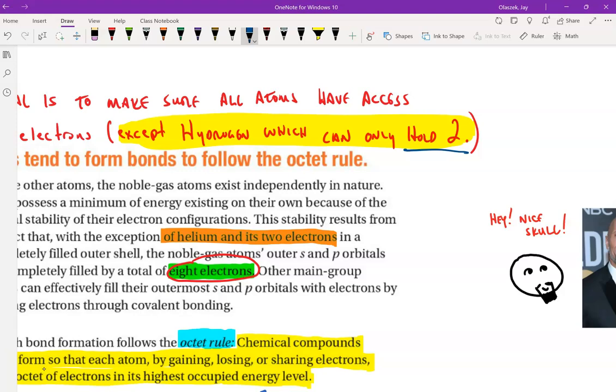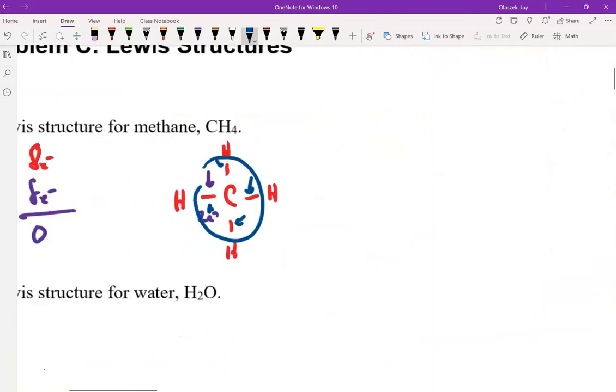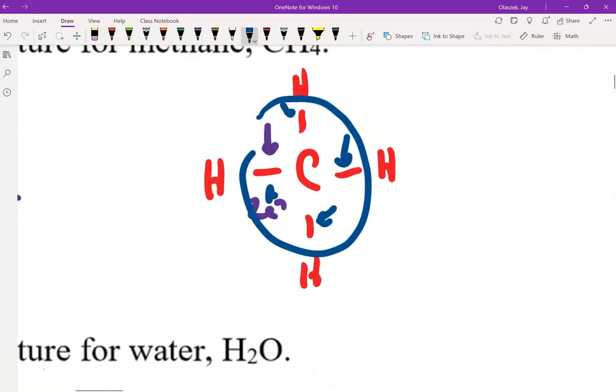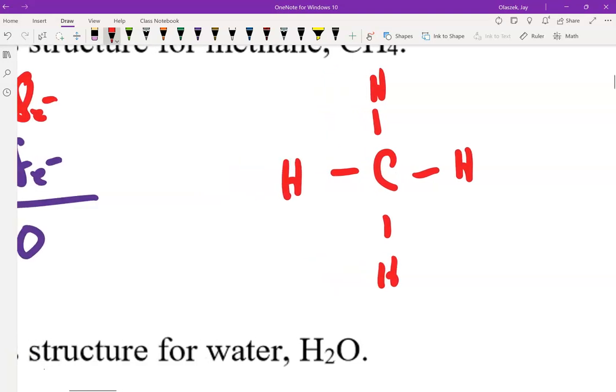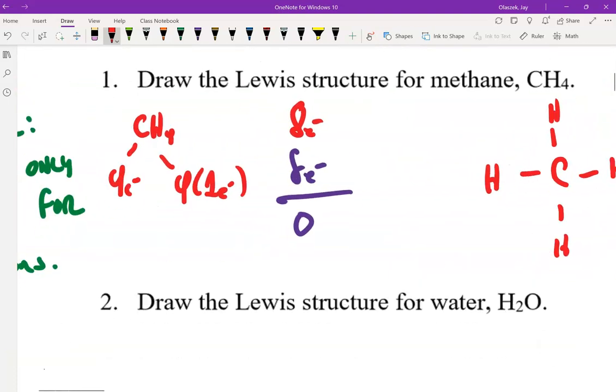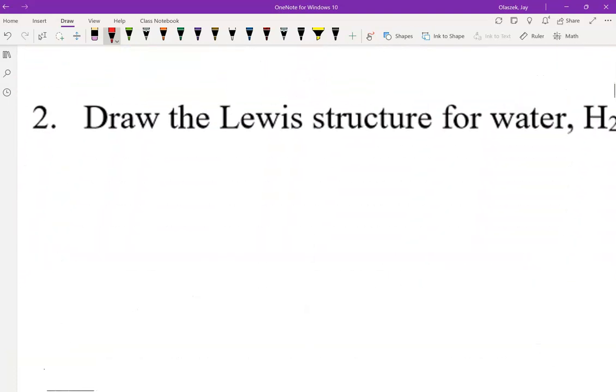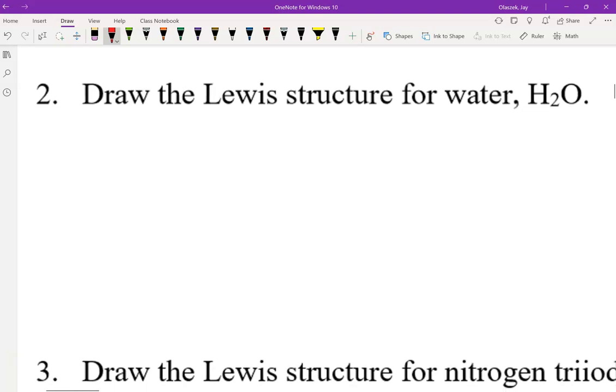Hydrogens can only hold 2, and that means that you're not really looking at an octet for hydrogen. You're kind of looking at a duet, which means all they can hold is 2. And that means all of these hydrogens are perfectly filled as far as they can go. That means that Lewis structure works for methane. Let's keep that in mind as we're doing number 2.